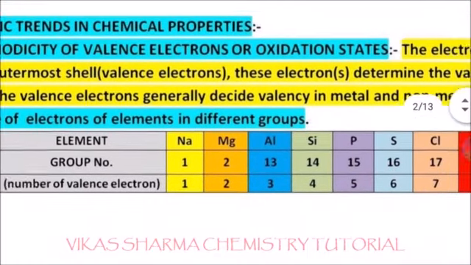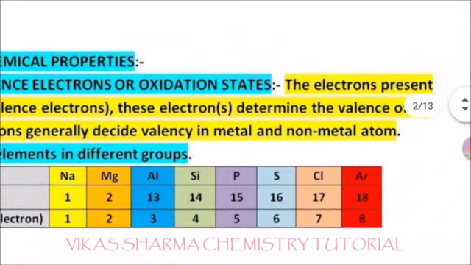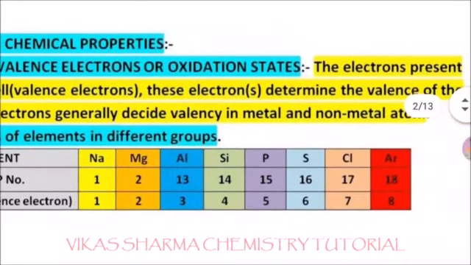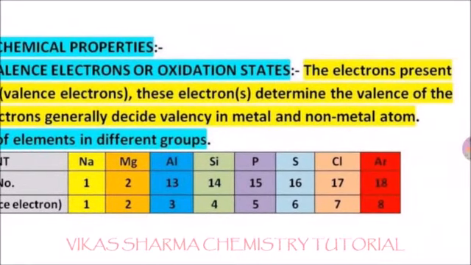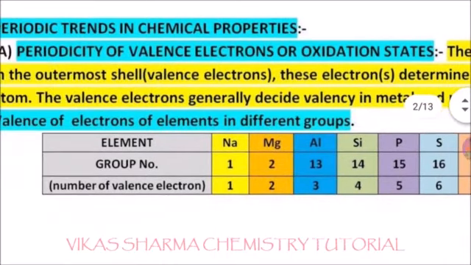Valence electrons generally decide valency in metal and non-metal atoms. We can easily calculate the valency in a metal. The valency of a metal is equal to the number of valence electrons. And if we want to calculate the valency of a non-metal, the number of valence electrons is subtracted from 8, so we can calculate the valency.